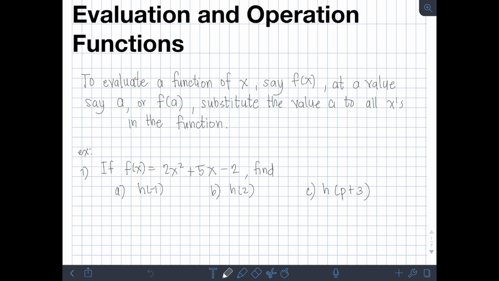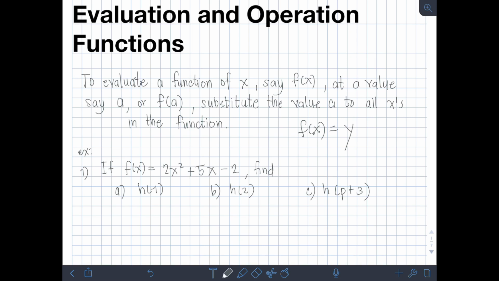So sabi, to evaluate a function of x, say f of x, at a value, say a or f of a, substitute the value a to all x's in the function. So, halimbawa, meron tayong function of x which is denoted by the notation f of x. Actually, pwede rin itong ma-denote as another variable, let's say y.